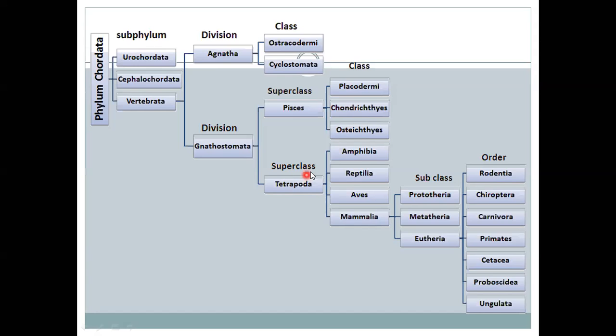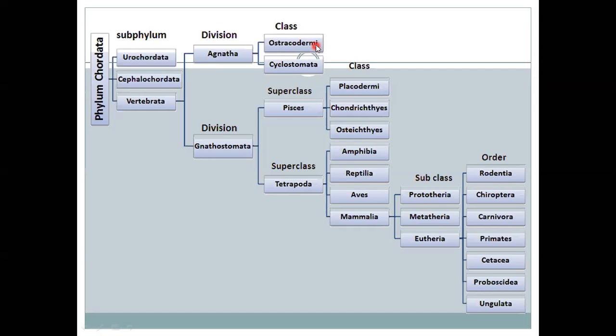Coming to Tetrapoda, we know that in Tetrapoda we have four classes: Amphibia, Reptilia, Aves, and Mammalia. And in Mammalia we have different things. So we will discuss the remaining part in detail in next classes. But today we are going to discuss this Ostracoderm.